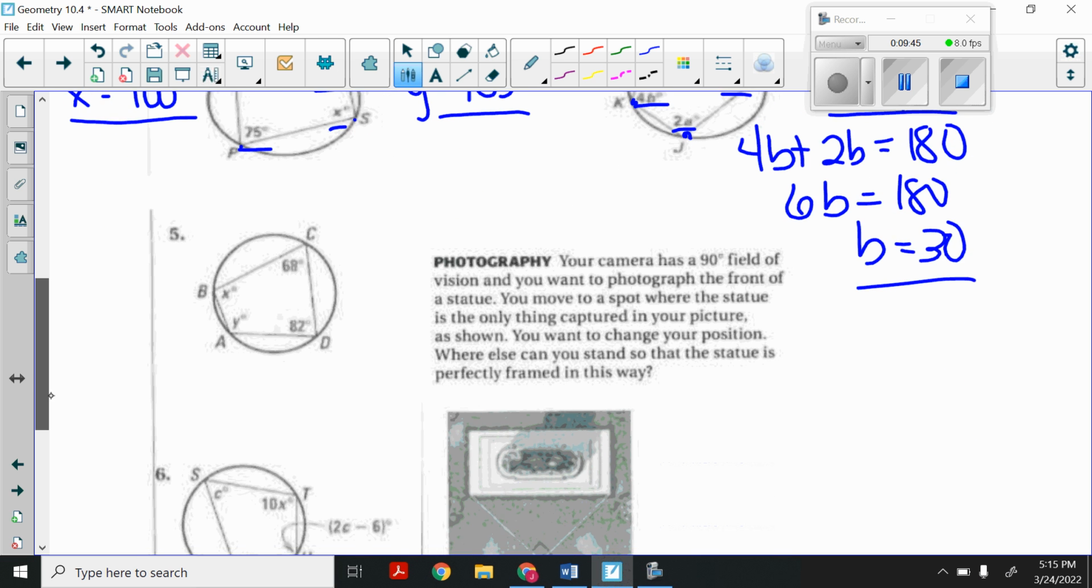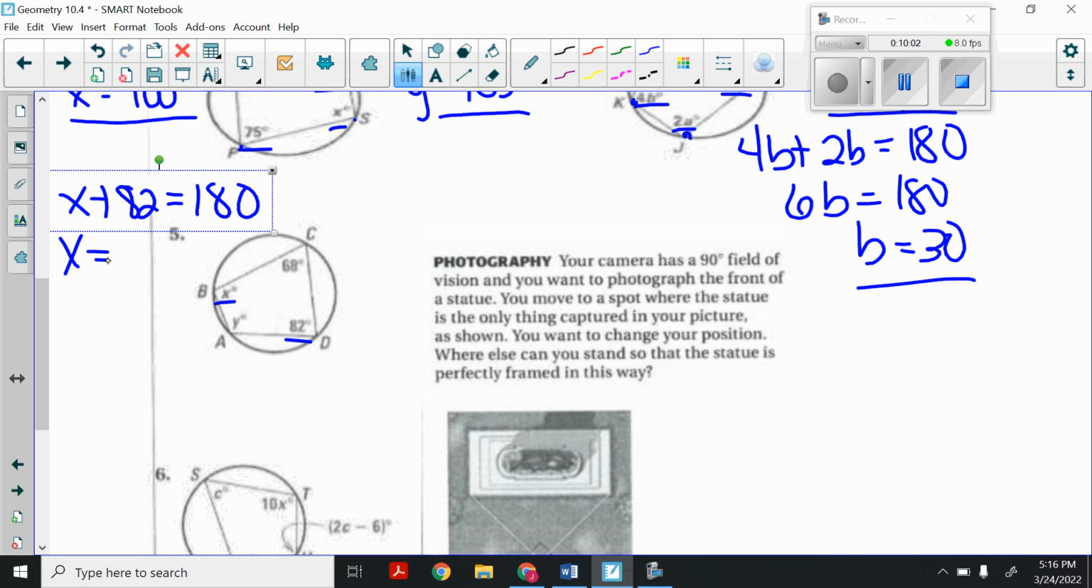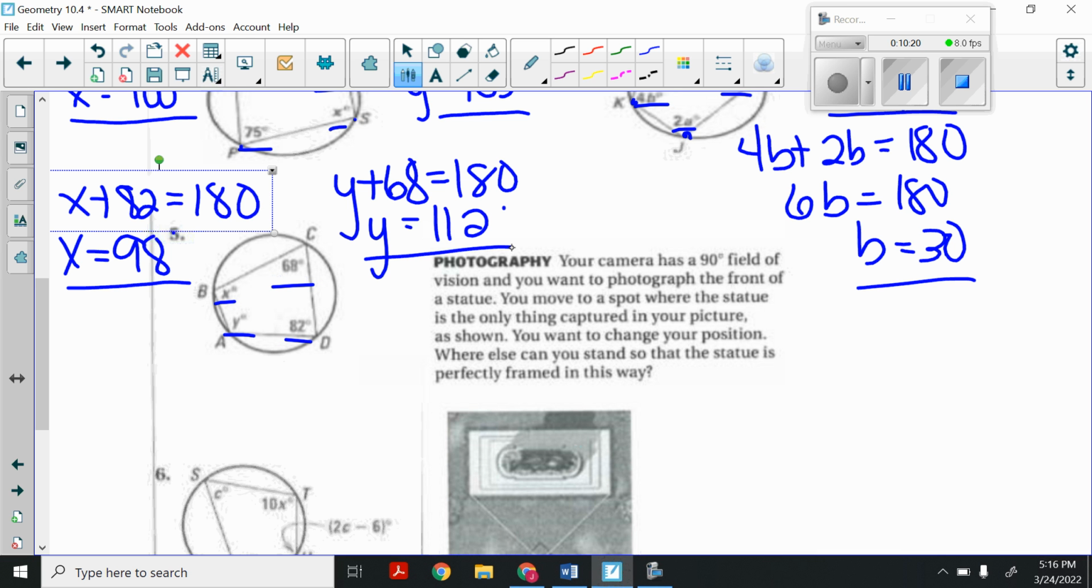Come down here to number 5. Again, I have an inscribed quadrilateral. So my opposite angles have to be supplementary. So x plus 82 has to equal 180. Subtract 82 from both sides, so I get x is equal to 98 degrees. Y and 68 are opposite, so y plus 68 has to equal 180. Subtract 68 from both sides, and I get y has to equal 112 degrees.